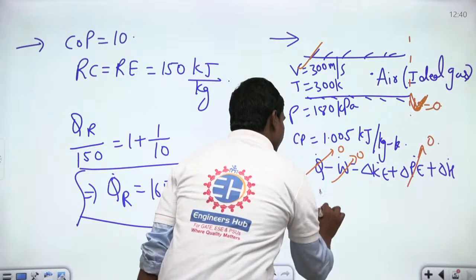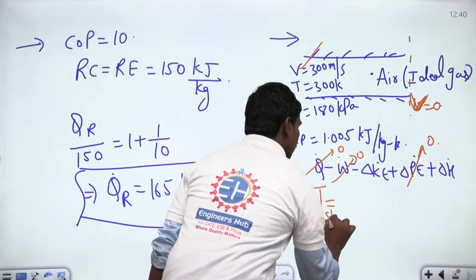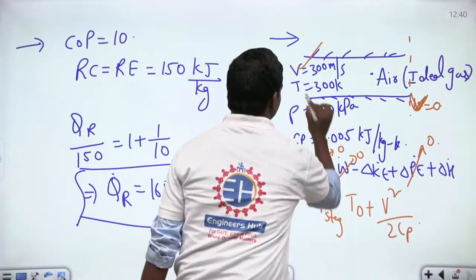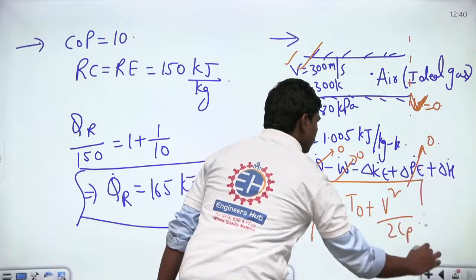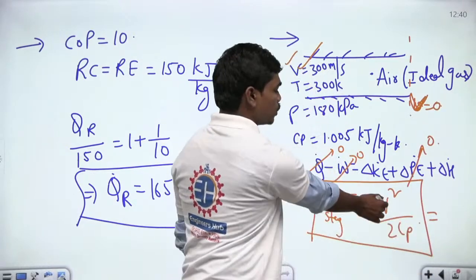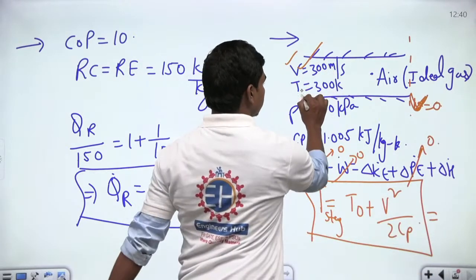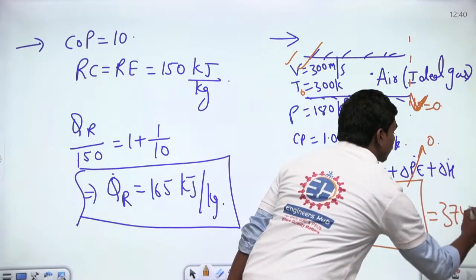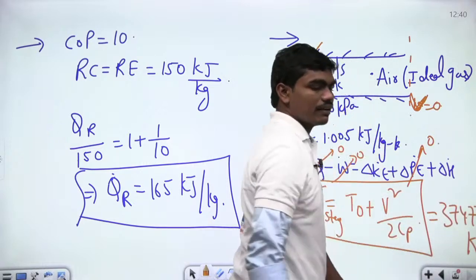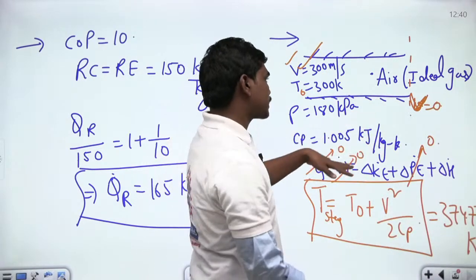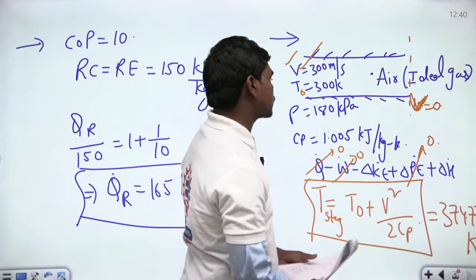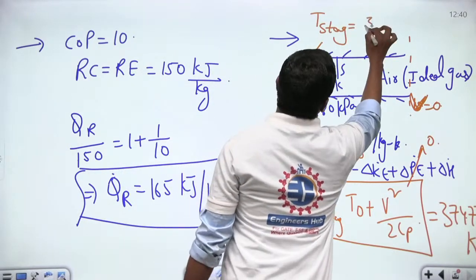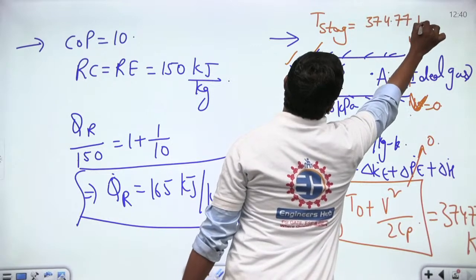So if you substitute, we'll end up with the expression T stagnation is equal to T naught plus V square by 2 Cp, where V is the velocity at this point. So if you quickly substitute, we'll get the stagnation temperature, because Cp is known to us, V is known to us, and T naught, the initial temperature, is 300 Kelvin, that's also known to us. So if you substitute, we'll end up with 374.77 Kelvin. Okay, so 374.77 Kelvin is the answer for this question, which is asking you for the stagnation temperature. So T stagnation in this case is 374.77 Kelvin.